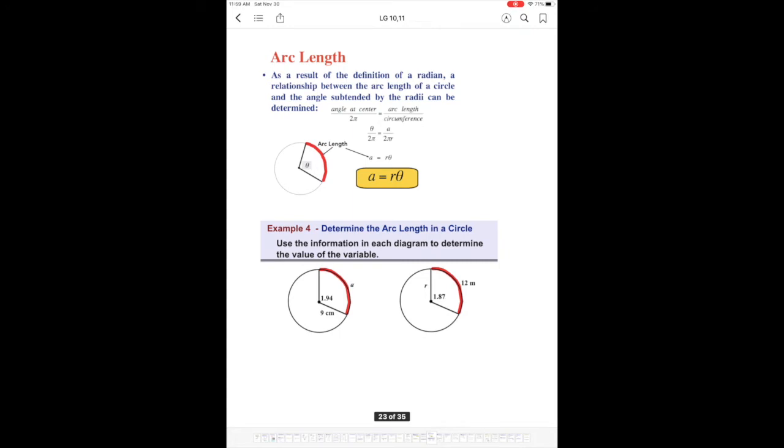All right, now we're back again, still with Learning Guide 11. And now we are going to talk about arc length. All right, so the arc length.